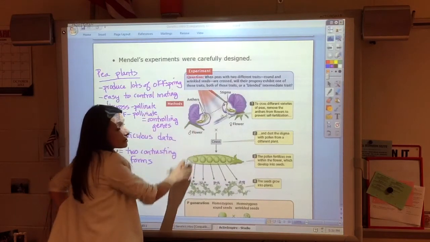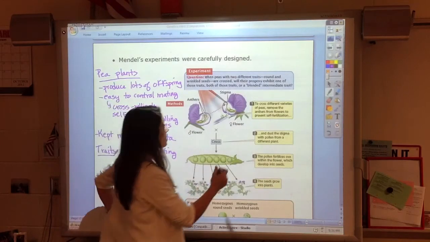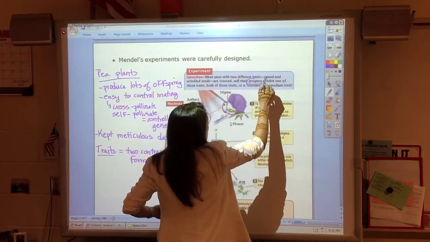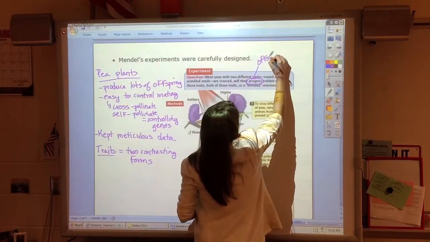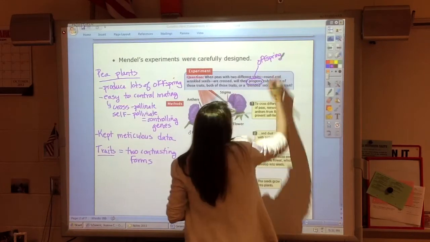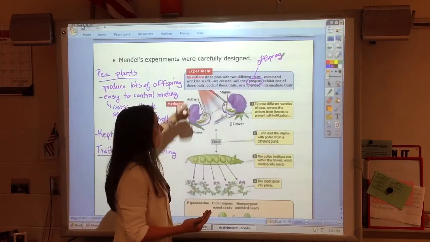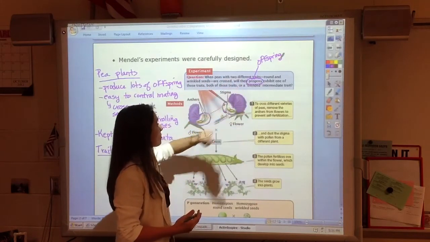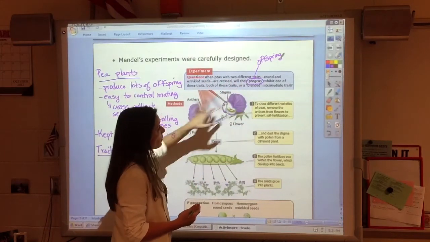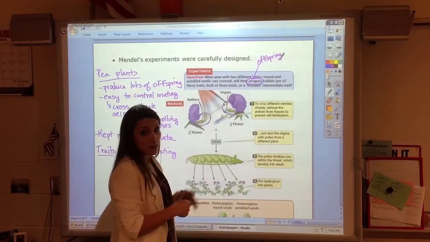So a few words here in this part of the notes that we really want to pay attention to that might be new to us is this idea of progeny. Progeny also means offspring. Cross means like a mating. So here the question is, we've got peas with two different traits, round peas and wrinkled peas. Will their progeny exhibit one, both, or a blend of those traits?